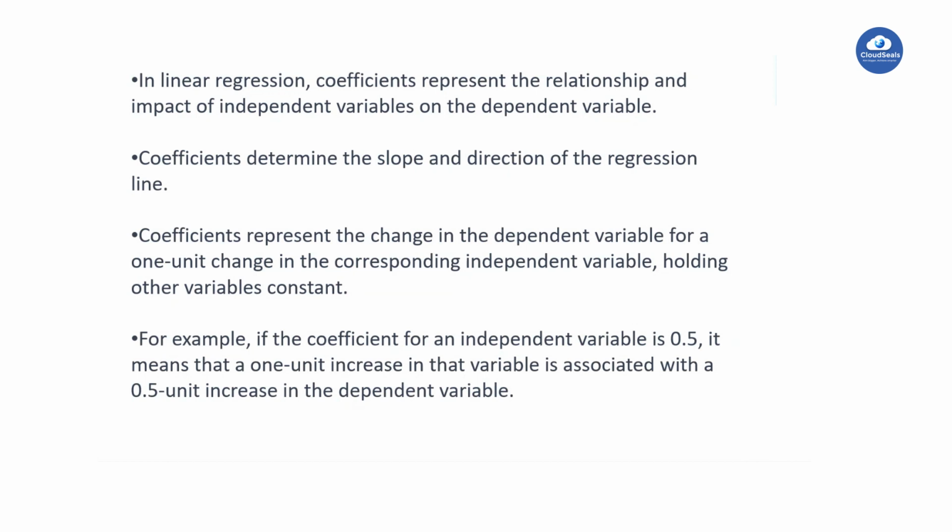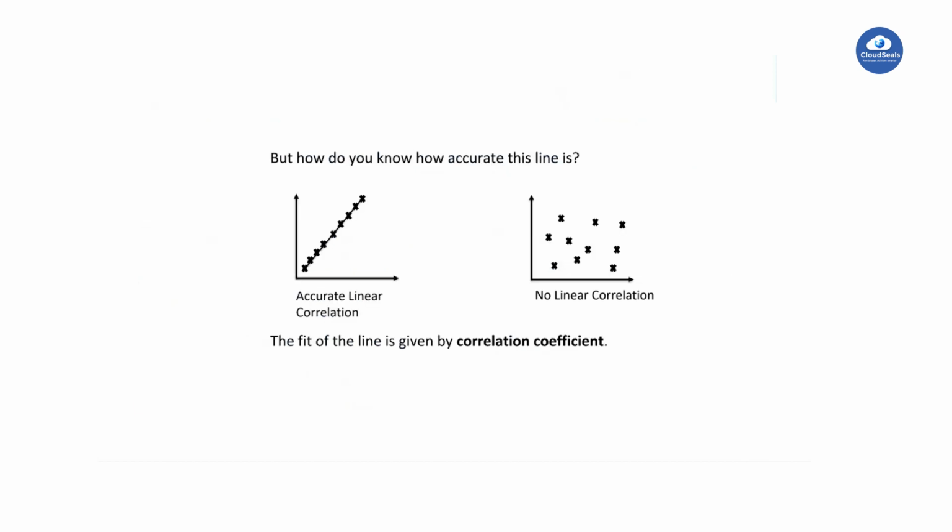So, if there is any change in the independent variable, coefficient times that change will impact the dependent variable. For example, if the coefficient of an independent variable is 0.5, it means that a 1 unit increase in the variable is associated with a 0.5 unit increase in the dependent variable. So based on the coefficient value, that many times the increase in the dependent variable also is affected. Yes, this is the concept. We'll explain some more clearly.